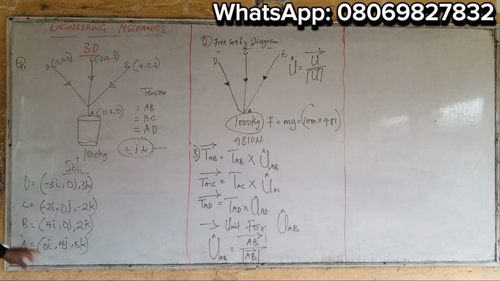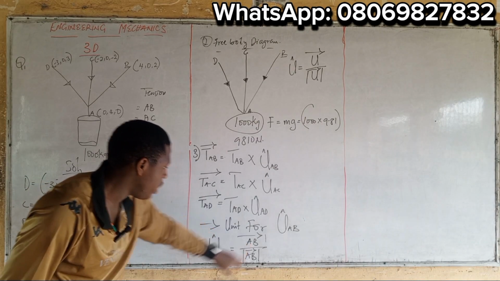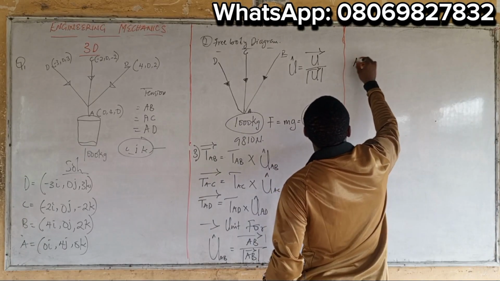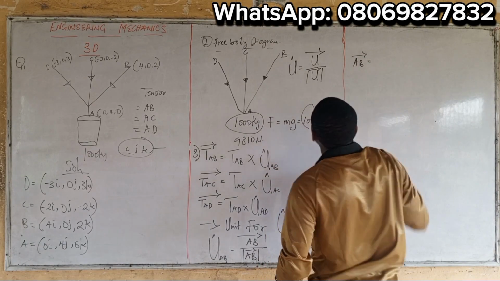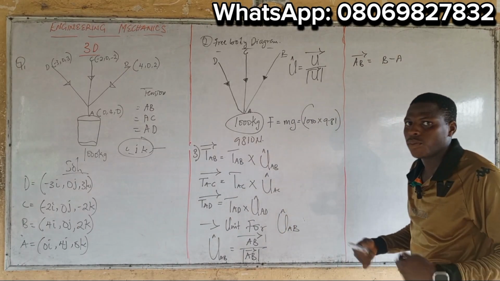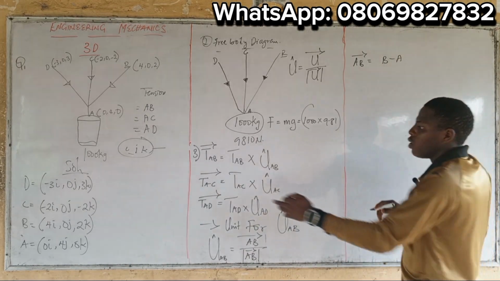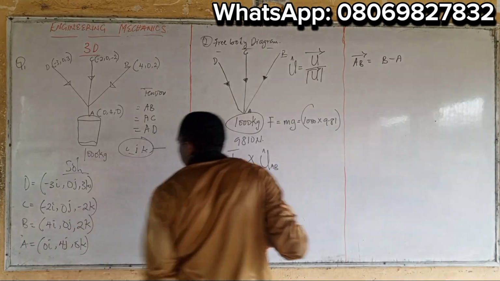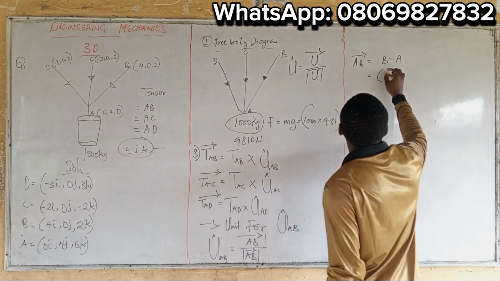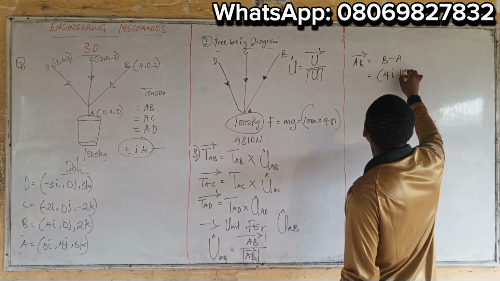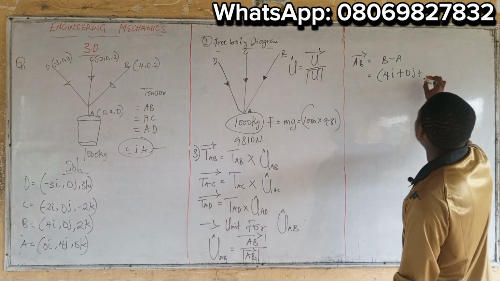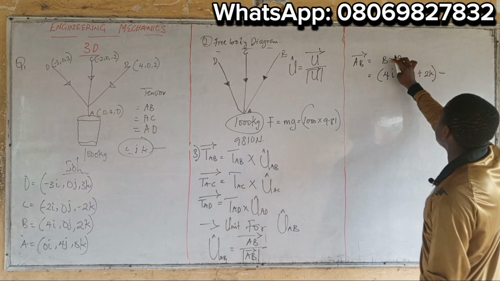You are seeing AB here. So you bring down your AB. The position vector AB is equal to B minus A. That's how to calculate the position vector. So if you do B minus A, what is your B vector coordinate? Your B vector coordinate is simply 4i plus 0j plus 2k.